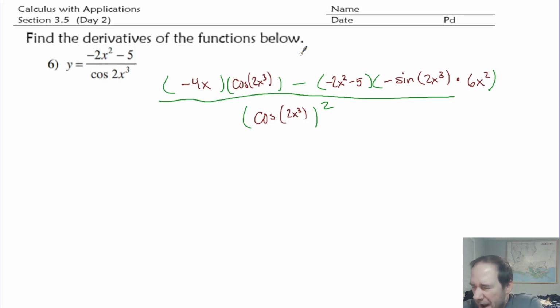Alright, so again, the question is, could we clean this up at all? And we mostly can't clean it up, but we sort of can. So from this first term, I can't do much. It'll just be negative 4x cosine of 2x cubed.